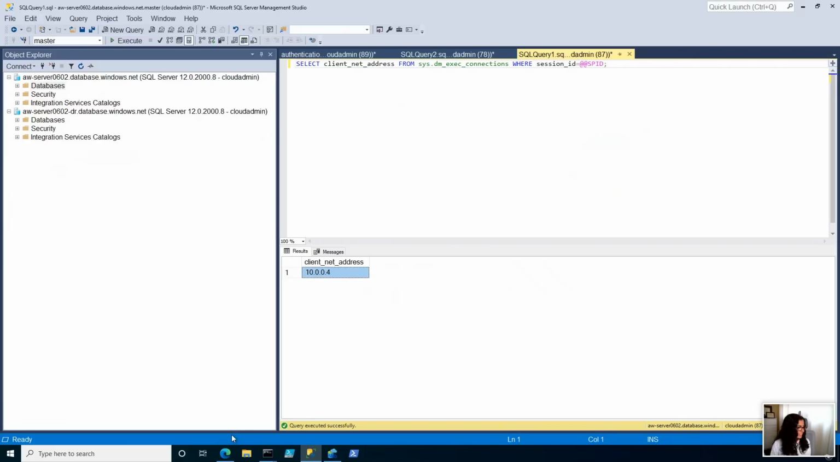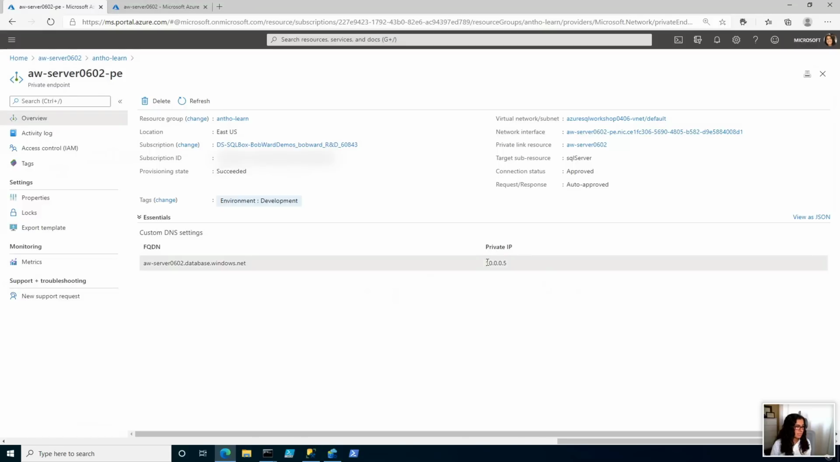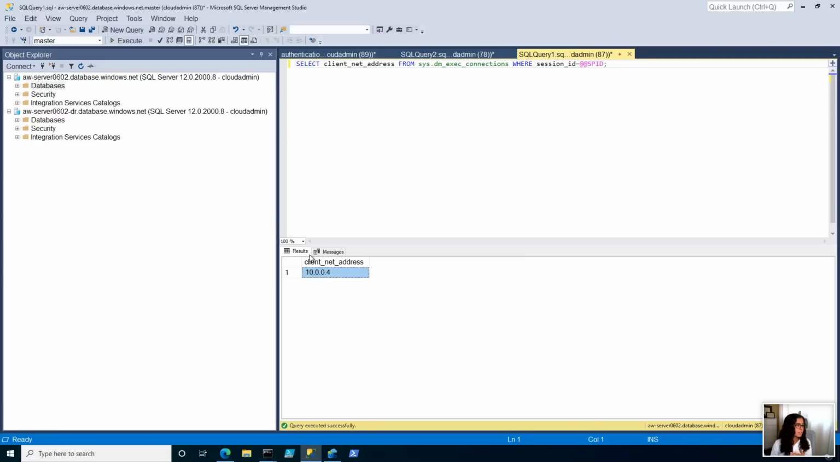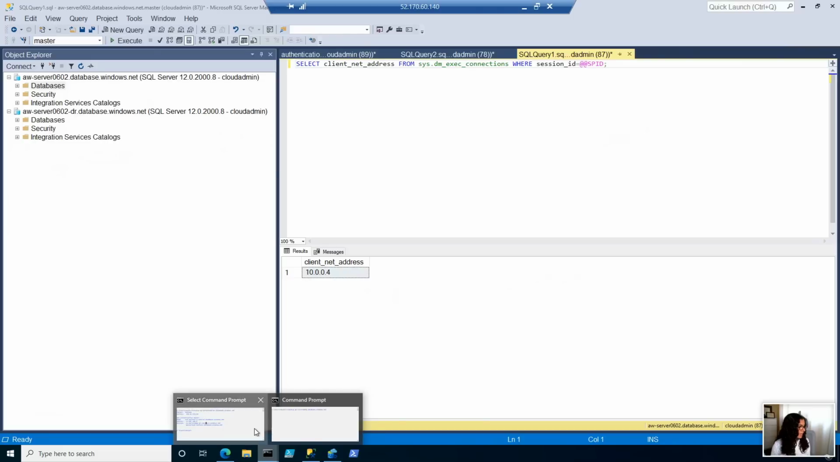But what is this? This isn't the private IP of my private endpoint, because recall, this is pulling what we're connecting from. So this means we're connecting from the private IP address of my virtual machine. So no longer were we connecting from the public IP address. Now, the final thing I wanted to show you is this DNS hierarchy.